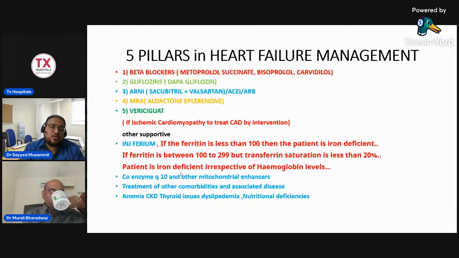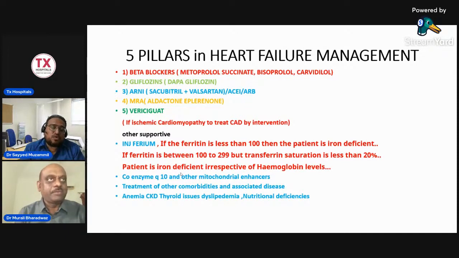So now there is a paradigm shift in the treatment of heart failure. Previously, we used to block only the sympathetic nervous system and the renin angiotensin aldosterone system. Now, along with the blockade, we are augmenting the natriuretic peptide system. So this is a paradigm shift.